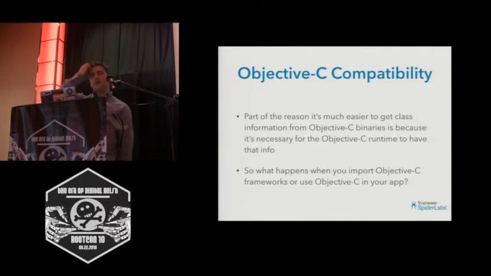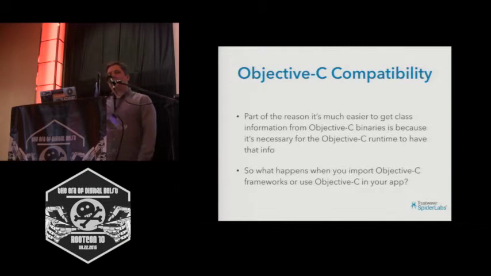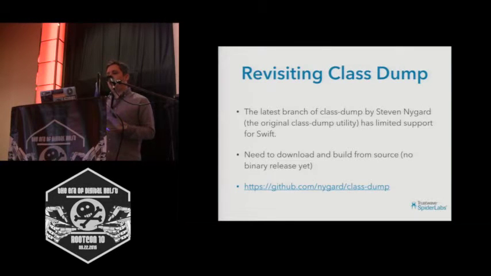So revisiting Objective-C compatibility. Part of the reason why it's so much easier to get class information from Objective-C binaries is because it's necessary for the Objective-C runtime to have all of that information to be able to run. So let's have a look at what happens when you import Objective-C frameworks or use Objective-C in your app. So just revisiting ClassDump a little bit.